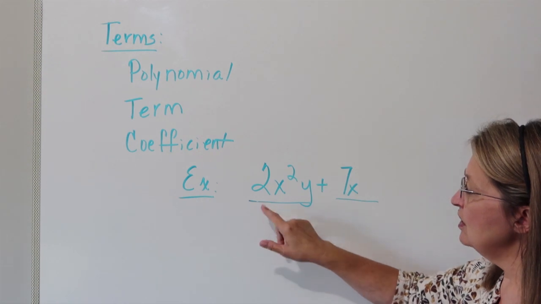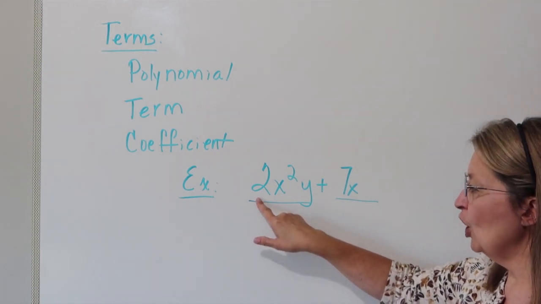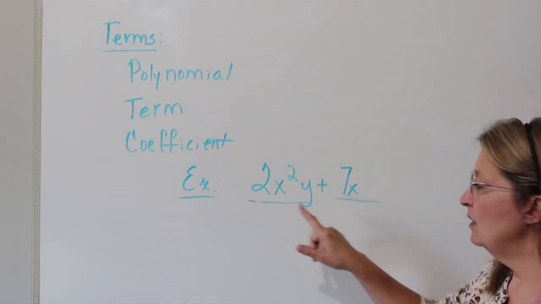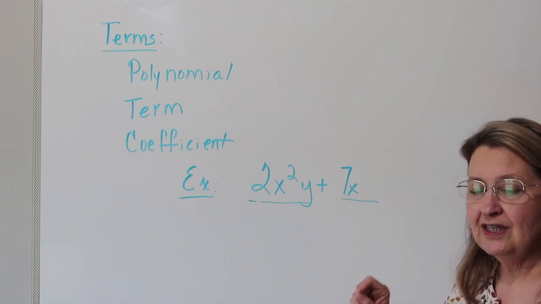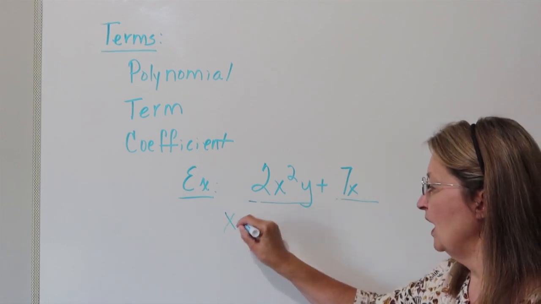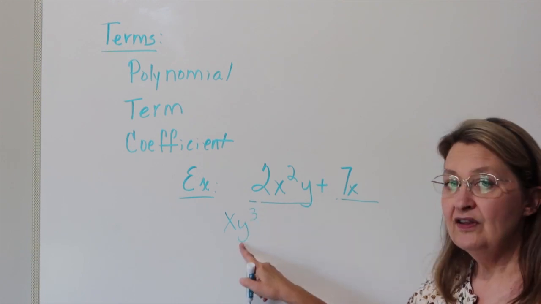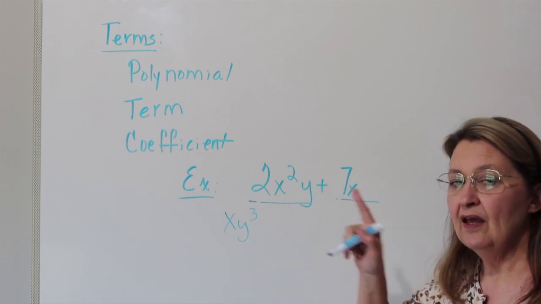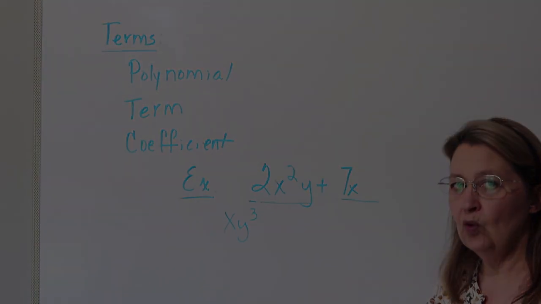The coefficient is your number. In this term, the coefficient is 2. In this term, the coefficient is 7. And if there's not a number there, like if you just have x, y to the third, this has a coefficient, and that coefficient is the understood 1.